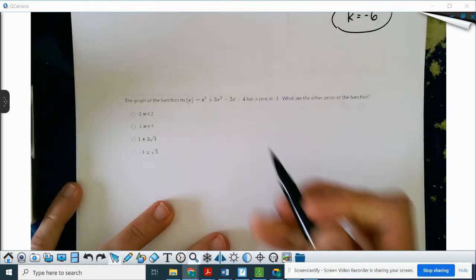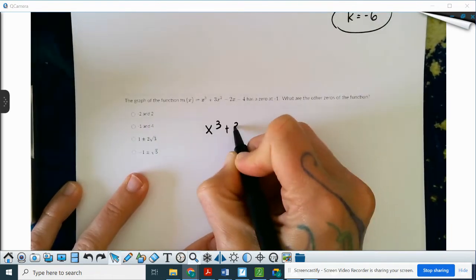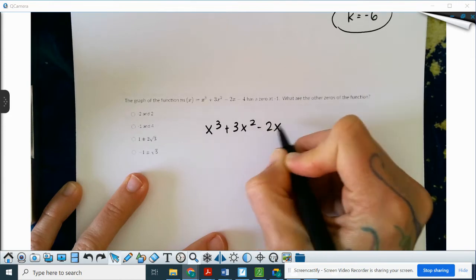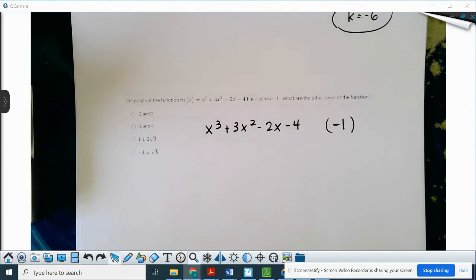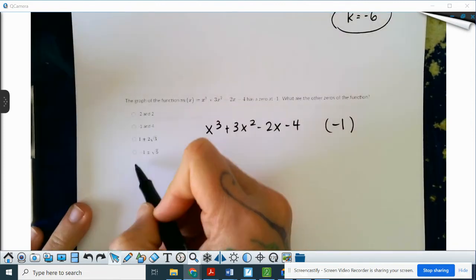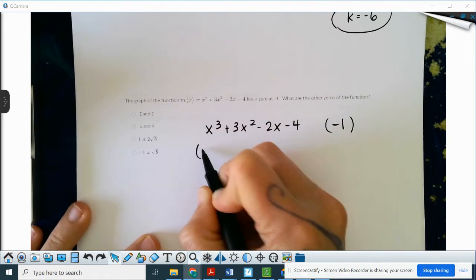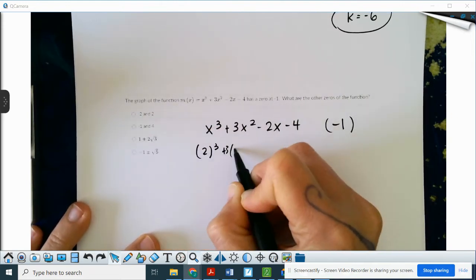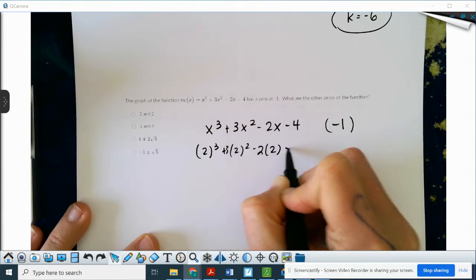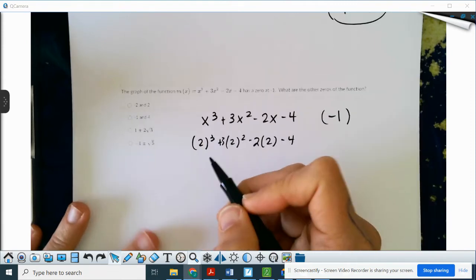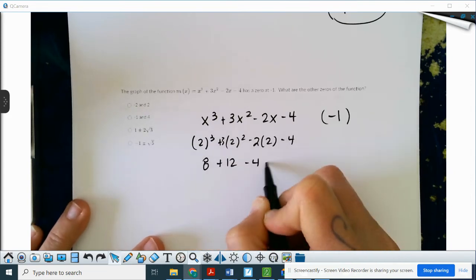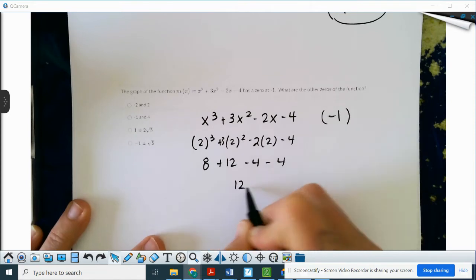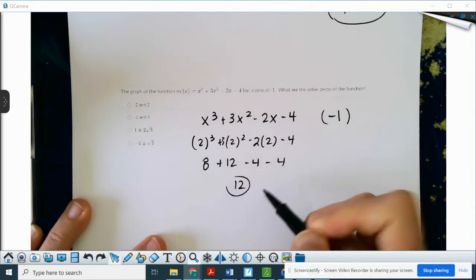The graph of the function x cubed plus 3x squared minus 2x minus 4 has a 0 at -1. What are the other zeros of the function? So you could try -2 and 2, or actually, it's a multiple choice question, so I would pick one of them. I would try +2. That is one way, if you didn't want to use your calculator. So it's 8 plus 12 minus 4 minus 4. It's a -8, so it's equal to 12. That means there is a remainder, so that means it is not a factor.